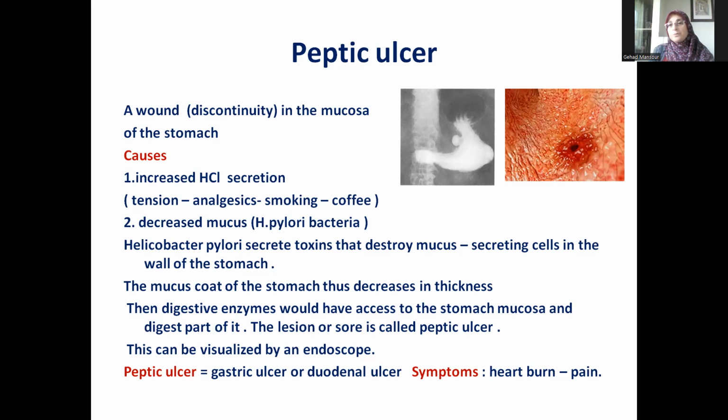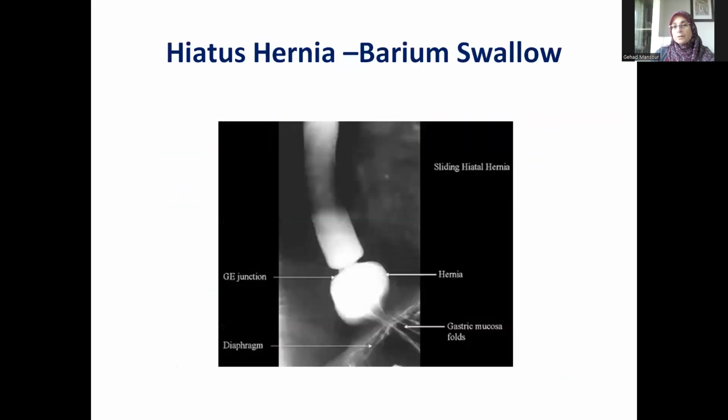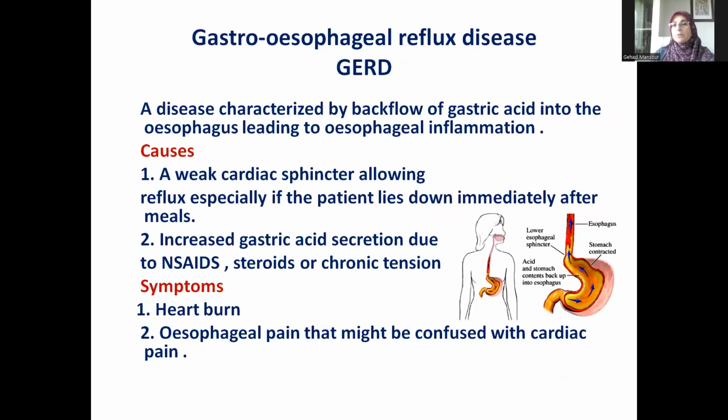But after H. pylori bacteria have been identified as a cause for peptic ulceration, the treatment is now through antibiotics. Now we have two other diseases other than gastric ulcer that are related to the stomach. The first one is due to a weak cardiac sphincter.